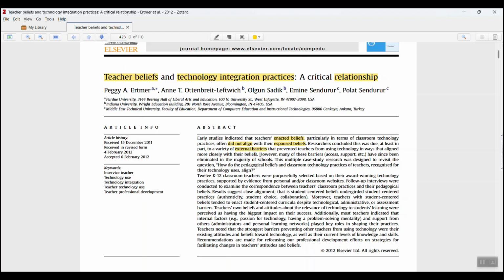However, due to the technology advancement in majority of schools, these external barriers have been eliminated. And this is a multiple case study research that tried to revisit the question, how do these two beliefs align?